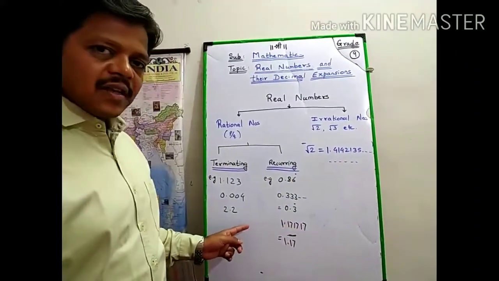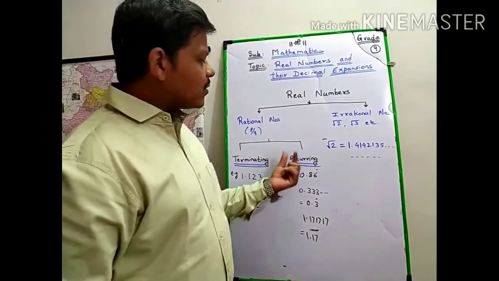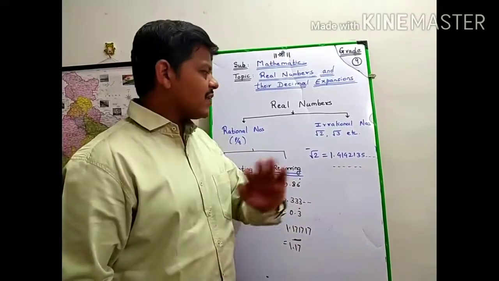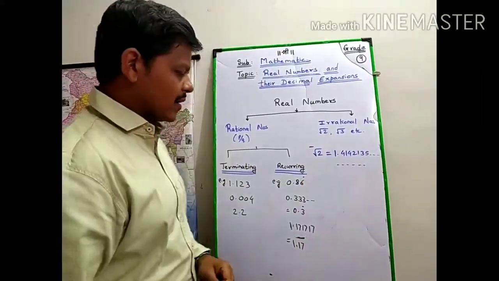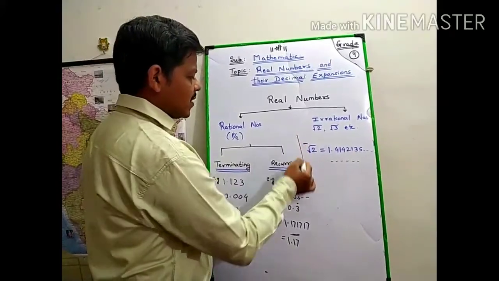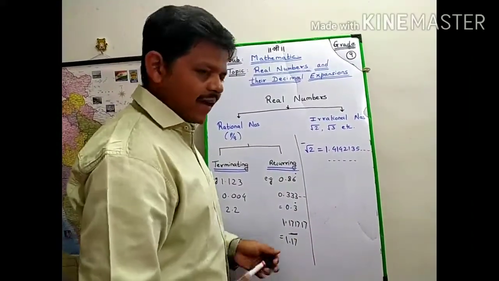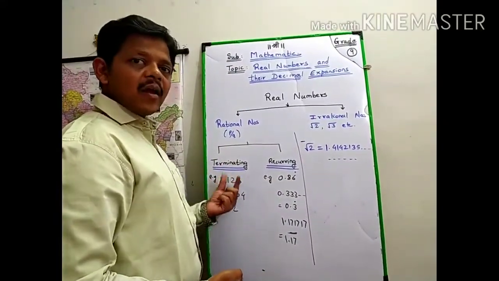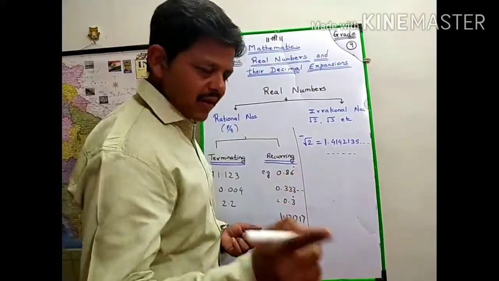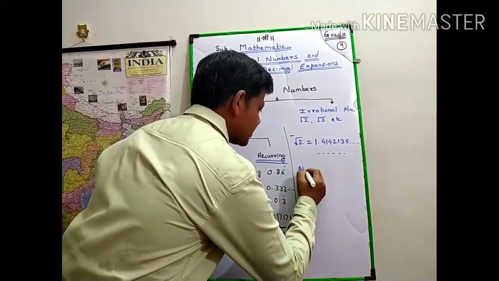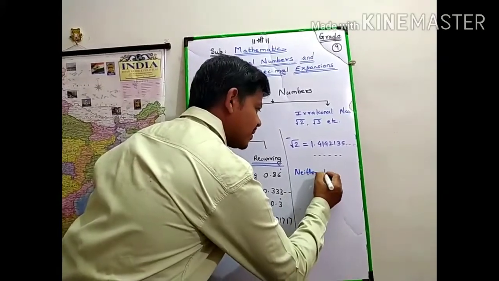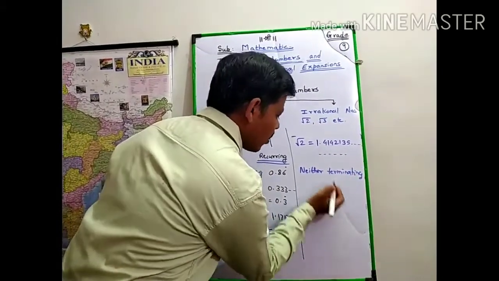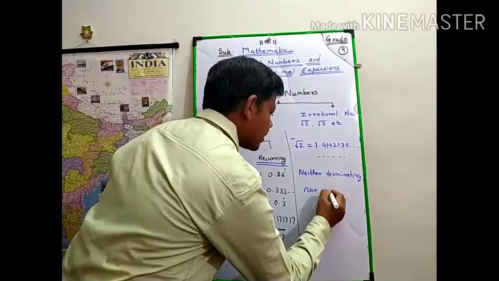As in this case, we had seen either it used to terminate or a particular number used to repeat. But in case of irrational numbers, the decimal expansion will neither terminate nor recur. And that is very special about irrational numbers. So now we are going to write that the decimal expansions of rational numbers, as we had said, were either terminating or recurring. Similarly, decimal expansions of irrational numbers are neither terminating nor recurring. They are not going to terminate, not going to recur.